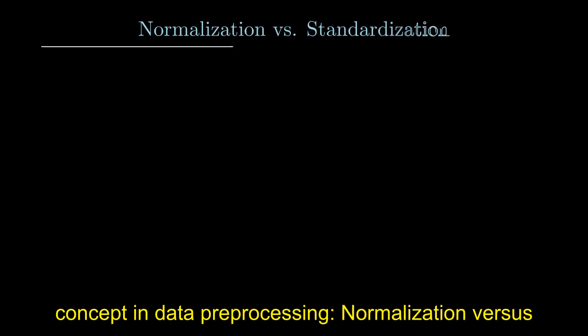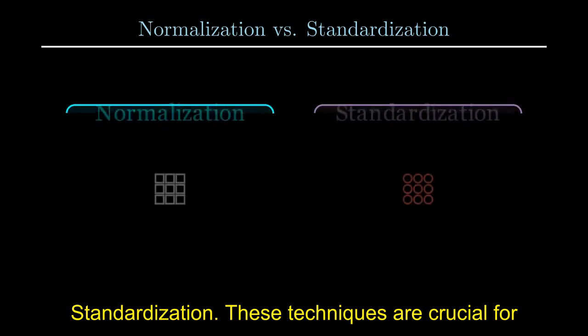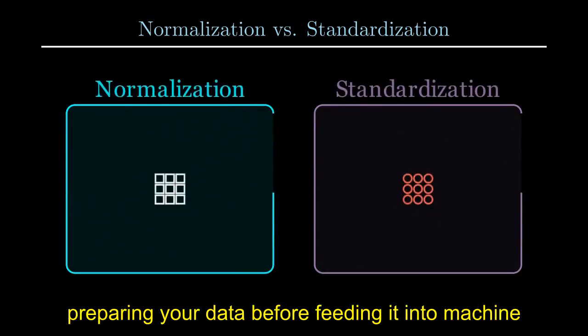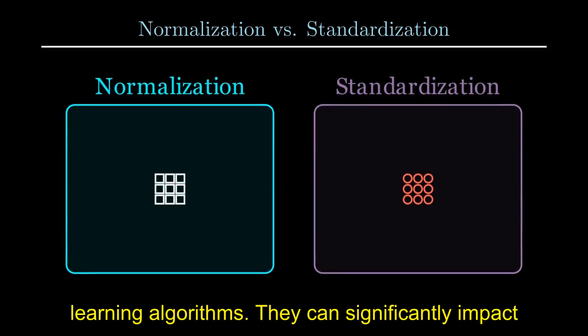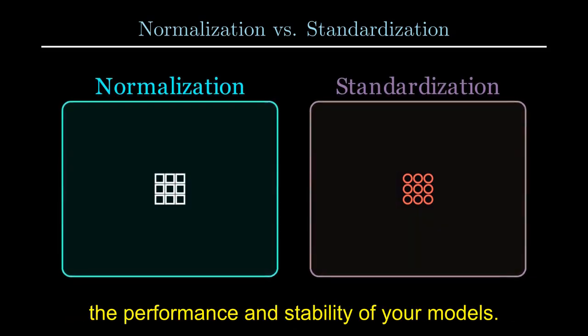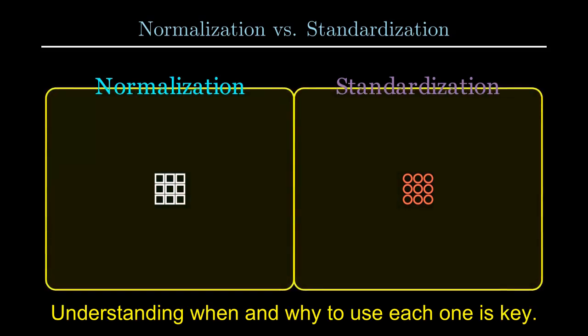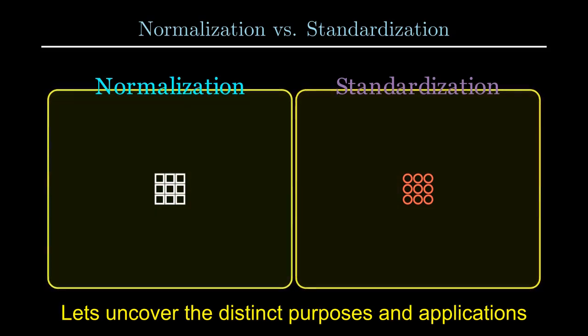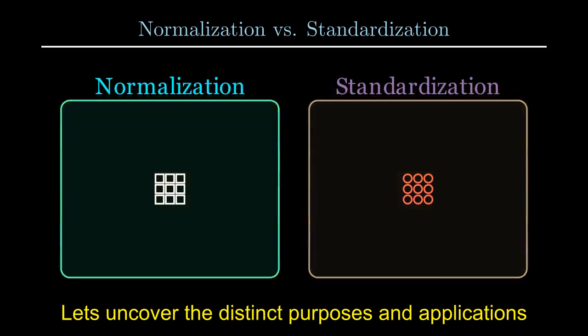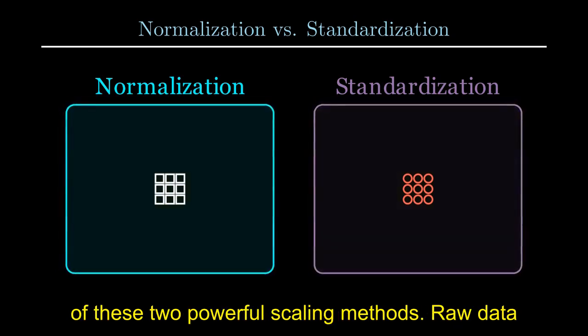Welcome. Today, we're diving into a fundamental concept in data preprocessing: normalization versus standardization. These techniques are crucial for preparing your data before feeding it into machine learning algorithms. They can significantly impact the performance and stability of your models. Understanding when and why to use each one is key. Let's uncover the distinct purposes and applications of these two powerful scaling methods.